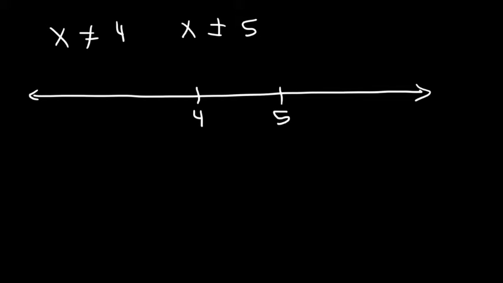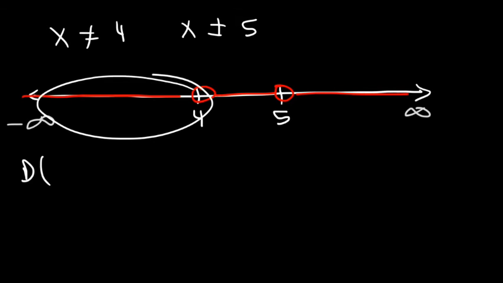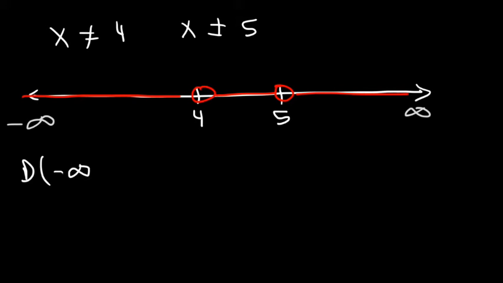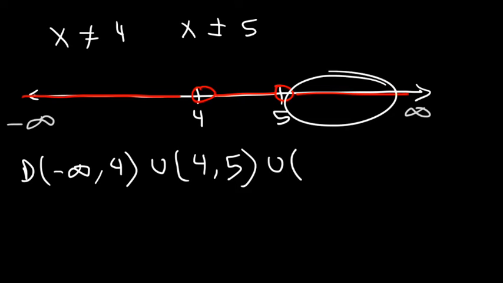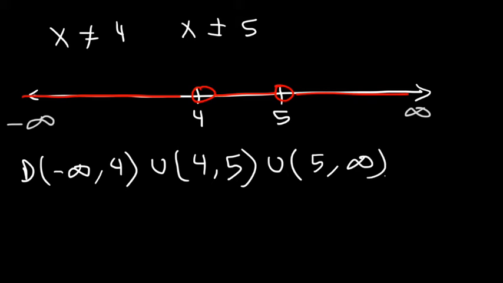I will take 2 points here, 4 and 5, on the straight line. Here in the left also I will be writing minus infinity, and in the right I will be mentioning positive infinity. Now look at this, this will be minus infinity to 4, next union 4 to 5, next union 5 to infinity. So this is the interval in which your f(x) will exist. So this is the value of x for which f(x) will exist.